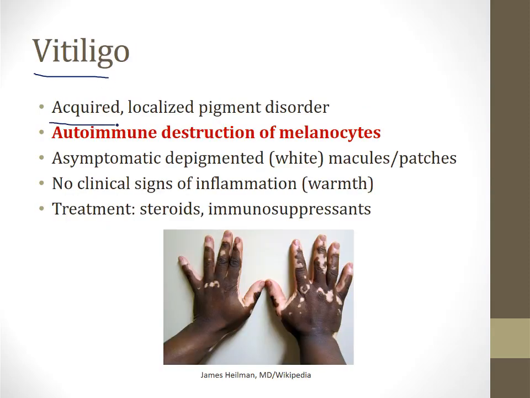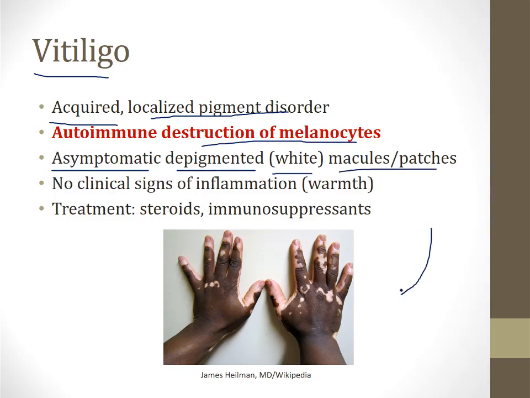This is also an acquired disorder, and it's a localized pigment disorder, meaning it does not affect the entire skin, just portions of it, usually symmetrical portions. This is an autoimmune disorder in which there's autoimmune destruction of melanocytes so that focal areas of skin lose their melanin production. Patients with vitiligo are asymptomatic, so they don't have any itching or pain, but what they do have are depigmented, meaning white, areas of macules and patches that are usually symmetrical.